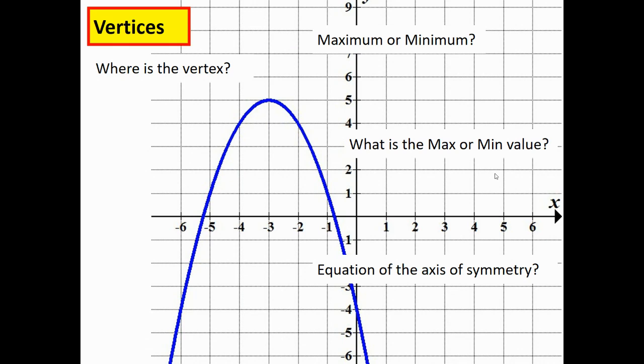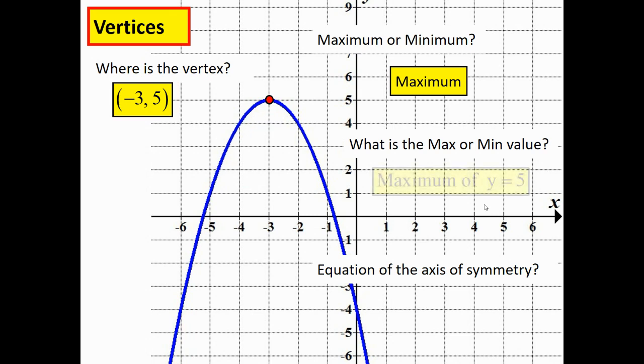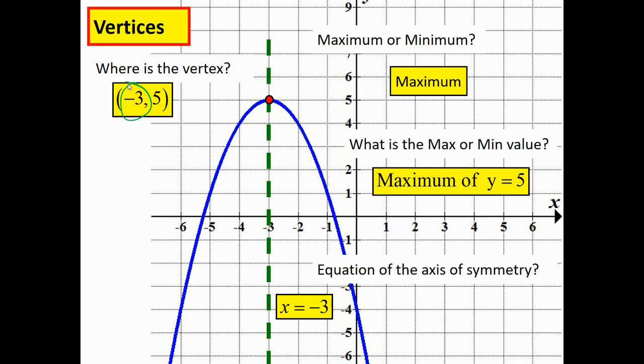All right, where is the vertex? Hopefully you notice it is at (-3, 5). And is this a maximum or a minimum? Hopefully you realize this time it's a maximum. And what is that maximum value? Well, how high did my graph go? Up to the 5. y must equal 5. And what is my equation of the axis of symmetry? Mr. Jones told me it's always x equals whatever the x value of my vertex was. So it must equal x equals -3.